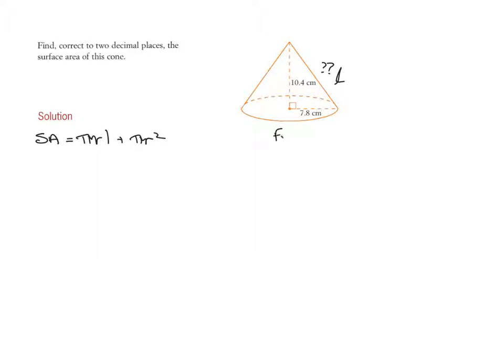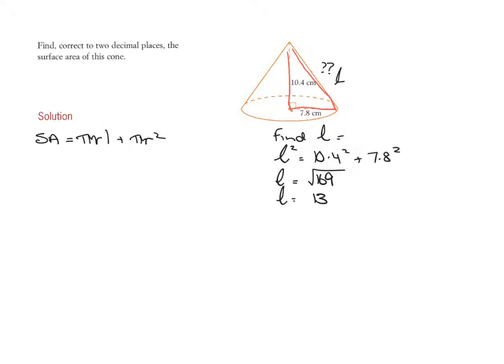So on the side, you're going to have to do a little bit of working to find L, using Pythagoras' theorem, because remember, this here is a right angle triangle. All we have to do is go a squared plus b squared equals, in this case, L squared. I've got 10.4 squared plus 7.8 squared, added them together, and I've got 169. Notice the square is now missing from here because when it goes to the other side, it becomes a square root. And the square root of 169 is 13.